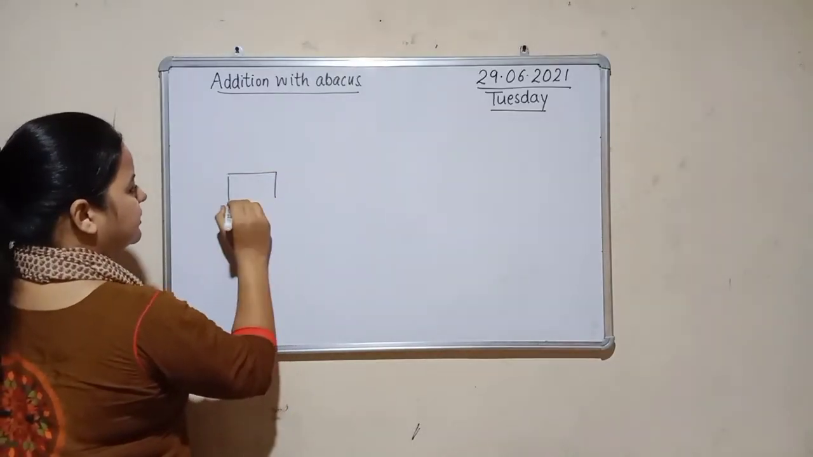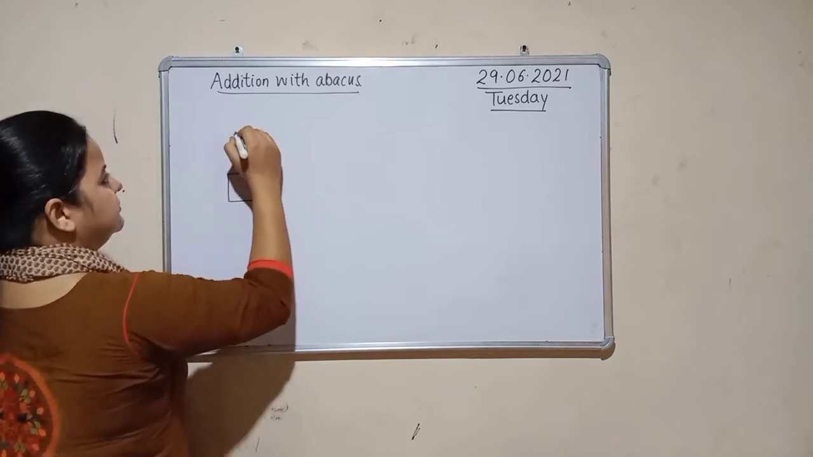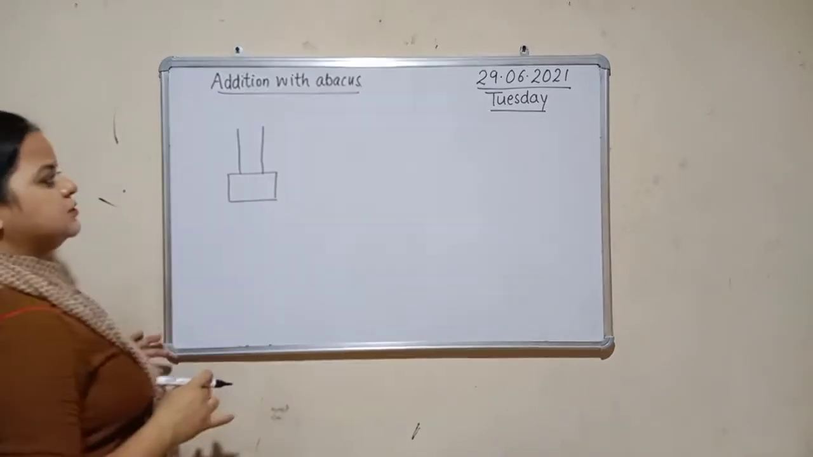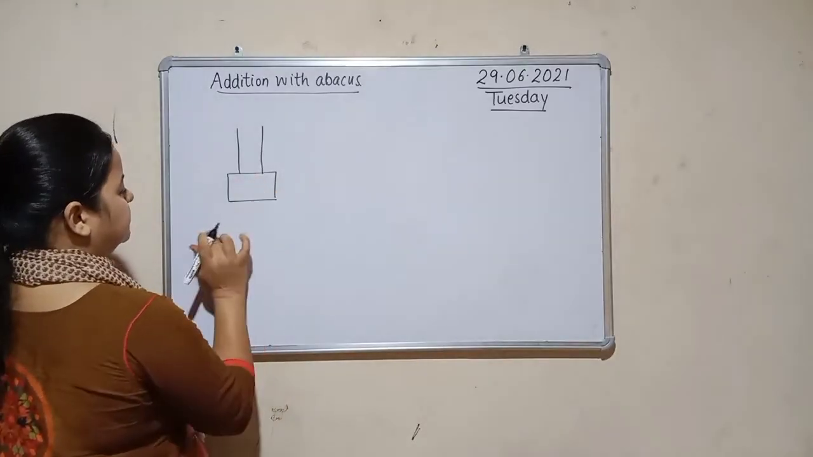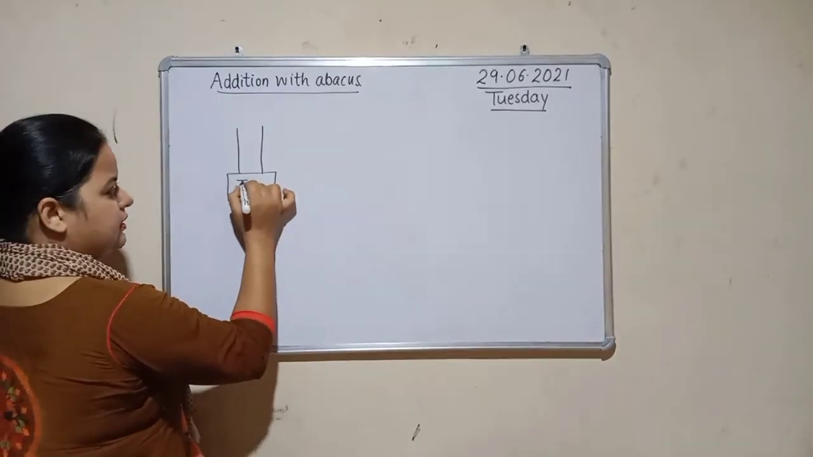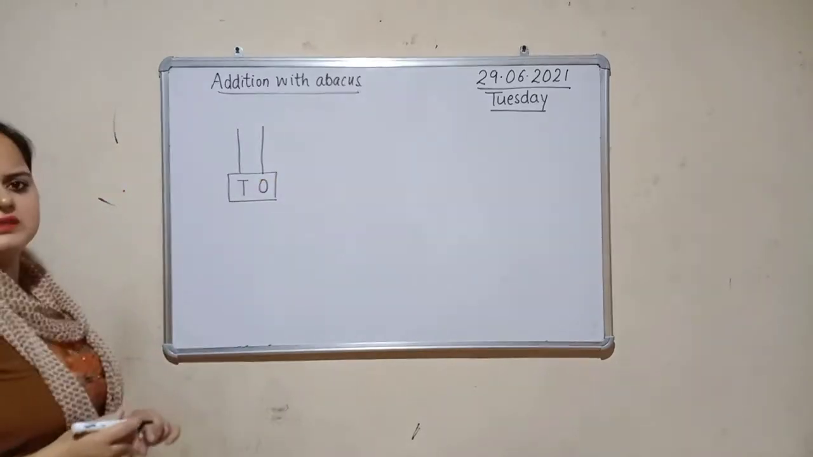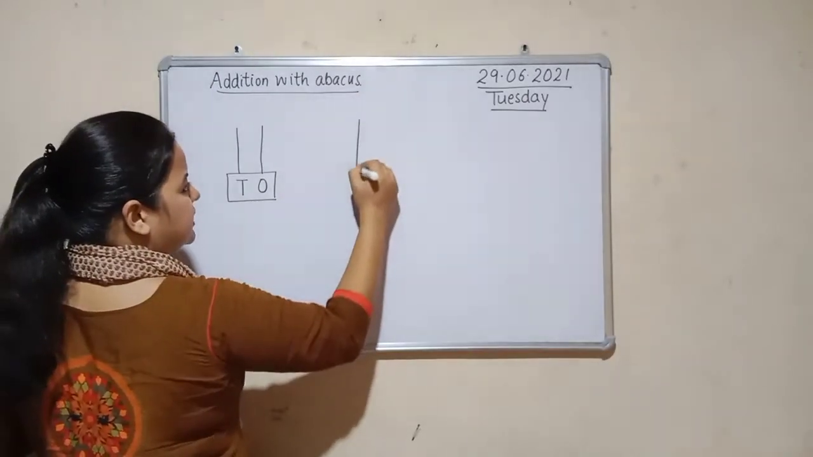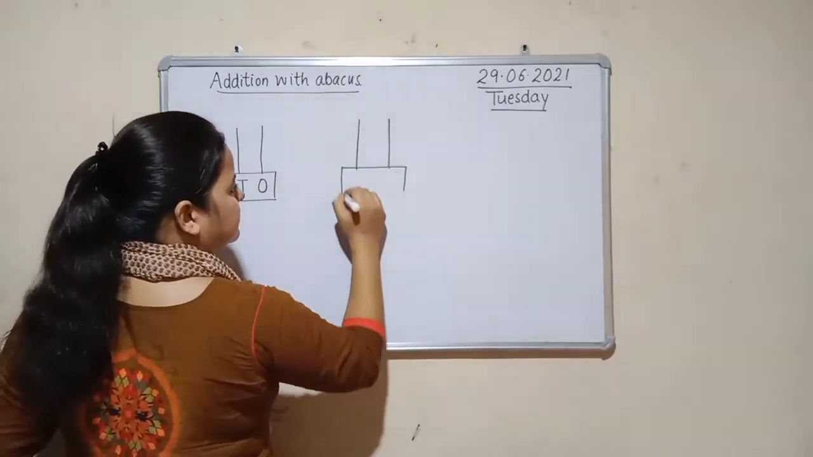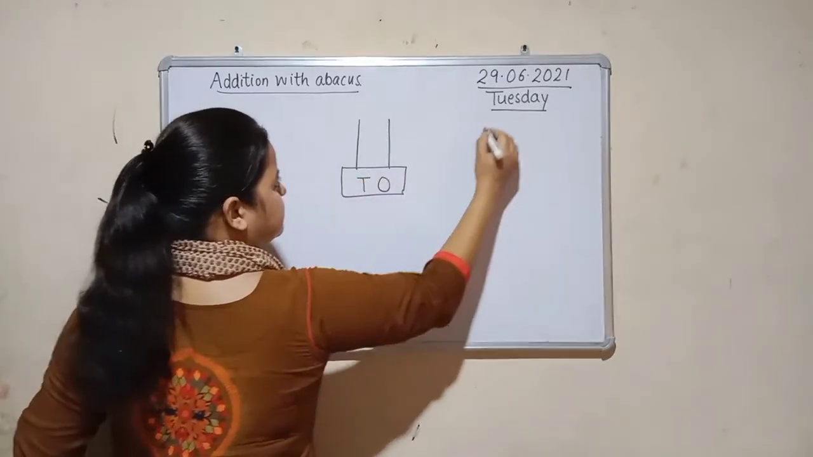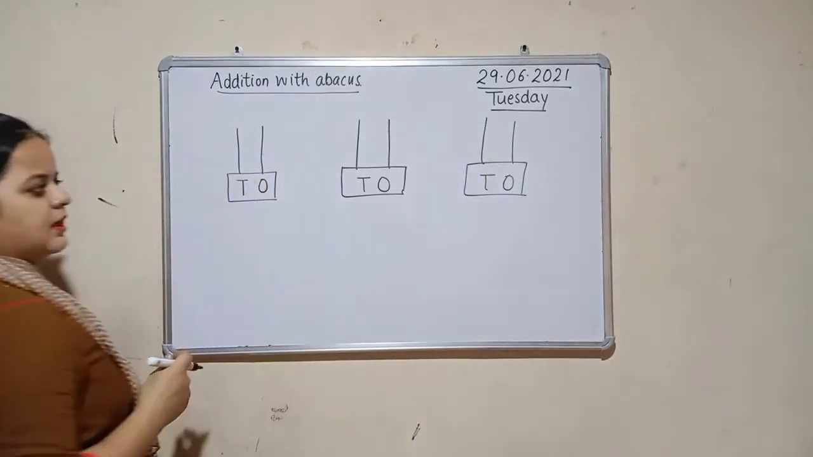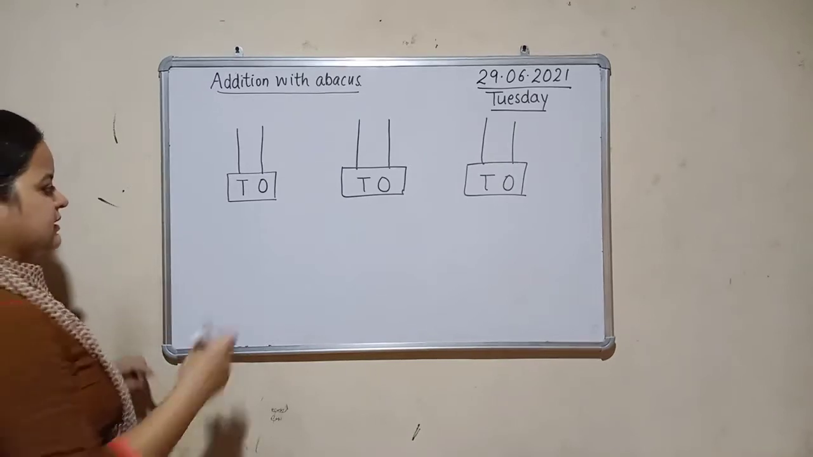Now we will draw abacus here. Like this you have to draw, and here tens and ones. You all have to write tens and ones on each and every abacus. Like this. And now we will do addition with abacus like this.